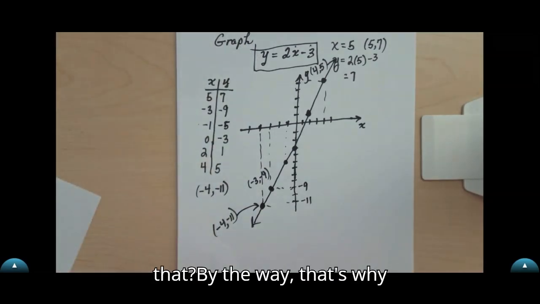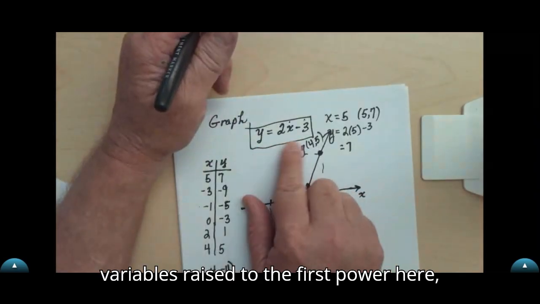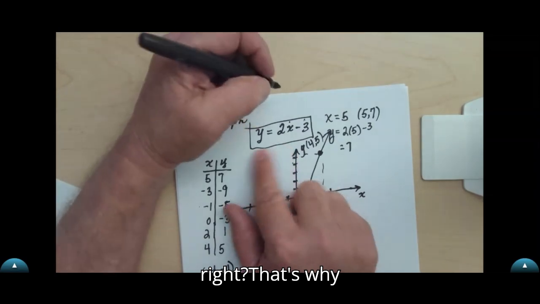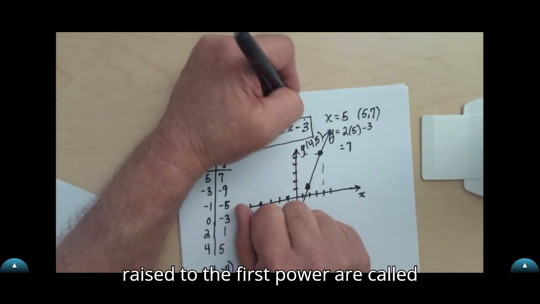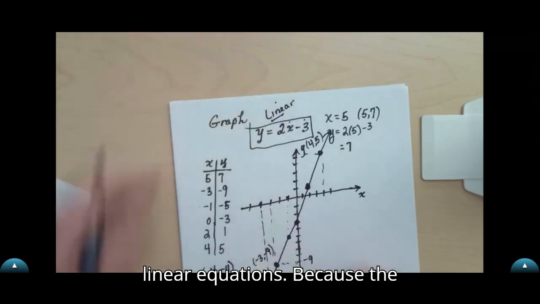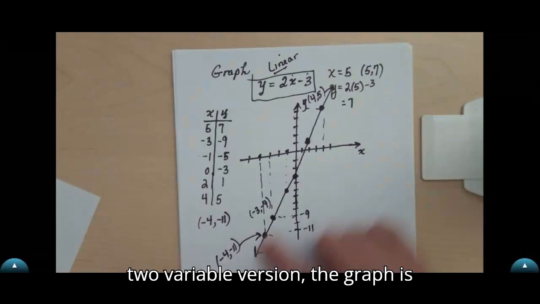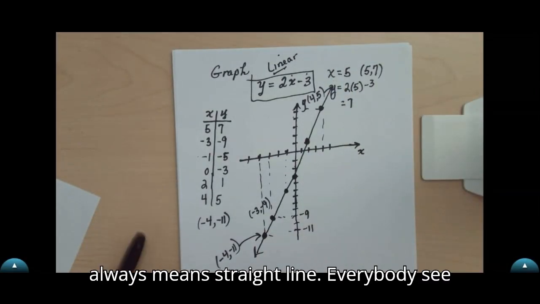Everybody see that? By the way, that's why equations like this, notice we only have variables raised to the first power here, right? That's why equations where you only have variables raised to the first power are called linear equations, because the 2-variable version, the graph is always a line, and in math, line always means straight line.